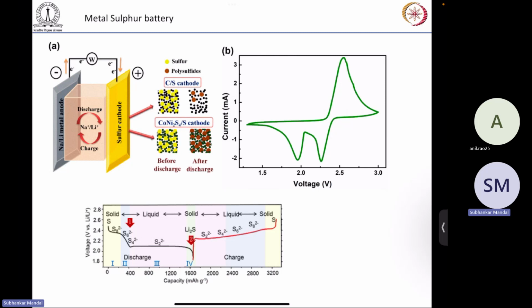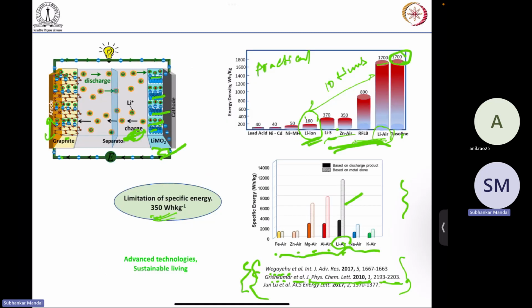So what is the configuration of a metal sulfur battery? Basically you have the anode, that is the metal. By the way, I forgot to tell you that in commercialized batteries like the lithium ion battery, people do not use pure lithium metal. They did not use pure lithium metal, because when you expose this lithium metal to air, it will react with the air and your whole lithium will go bad. And it can cause fire also.